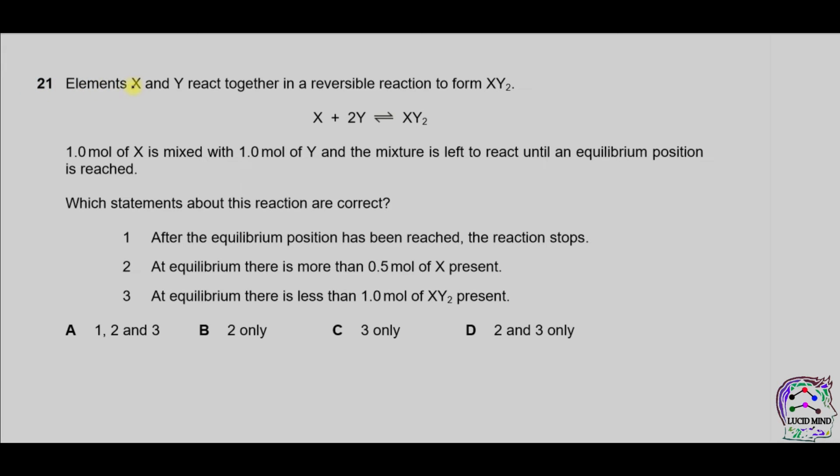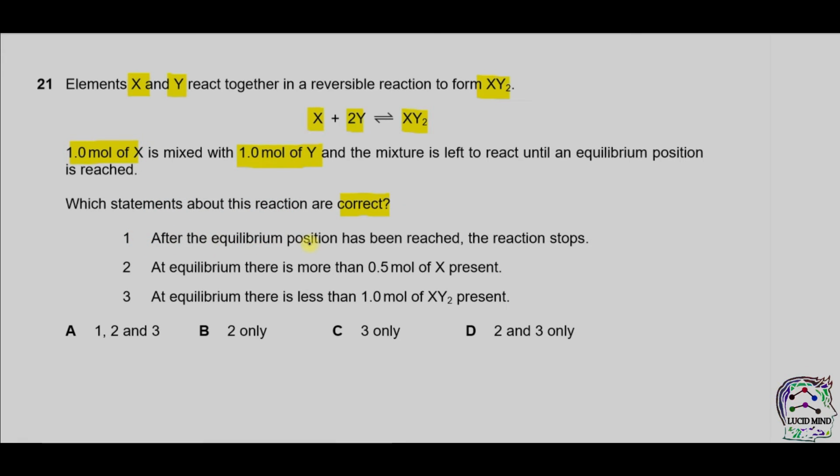Question 21. Elements X and Y react together in a reversible reaction to form XY2. The equation is given. We have 1 mole of X that reacts with 2 moles of Y to form 1 mole of XY2. 1 mole of X is mixed with 1 mole of Y and the mixture is left to react until an equilibrium position is reached. Which statements about this reaction are correct?